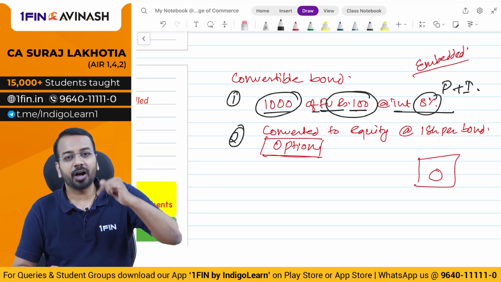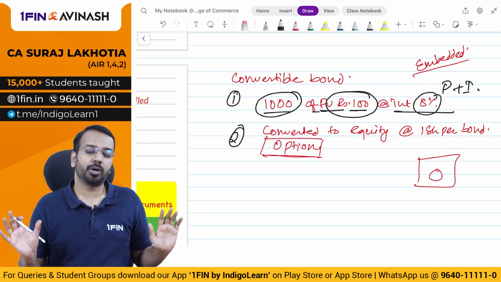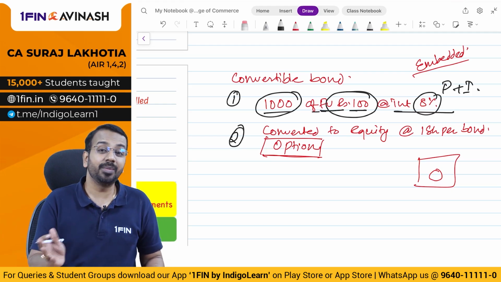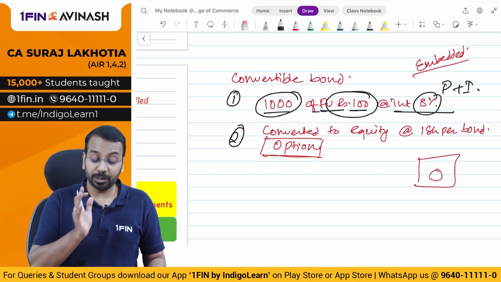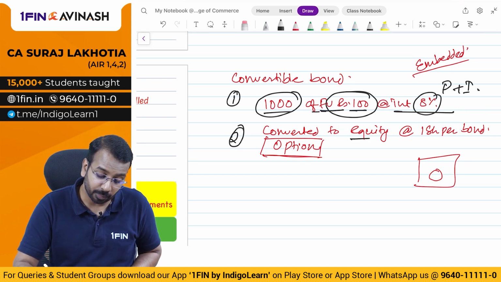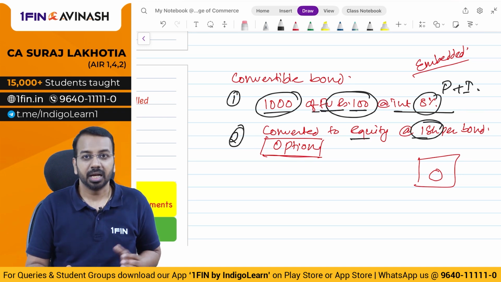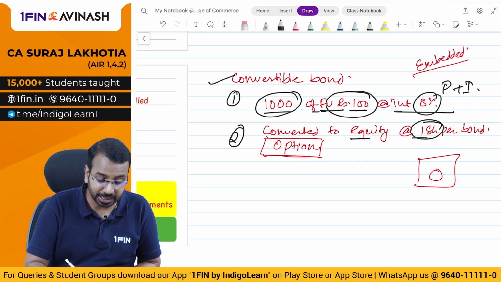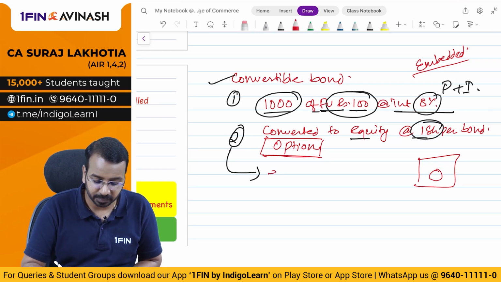Now, if the other party, the investor, comes and says, no, I don't need redemption at the end of the 4th year or 3rd year, please give me equity shares. Now here tell me, is the number of equity shares fixed? Yes. Is the consideration fixed? Consideration is already received, that is also fixed. So the second stream takes the nature of equity.